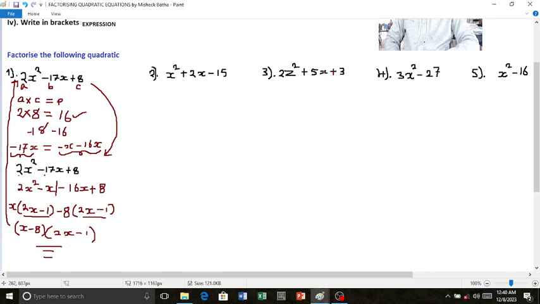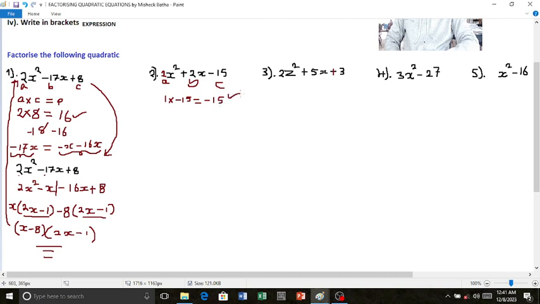Okay, so let's use the same 4 steps in the second one. So in this case, we have our A, our B, and our C. Now our A in this case is just 1, right? So that means I'll multiply 1 times my C, which is negative 15, and that is going to give me negative 15, right?